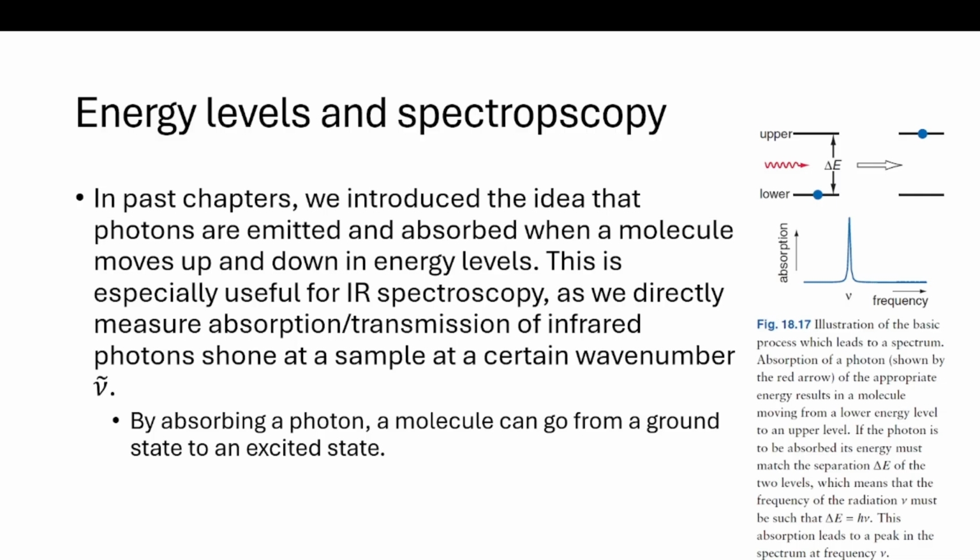And this is especially useful for IR spectroscopy. If you remember chapter 13, I talked about how certain photons in the infrared range can get absorbed by molecules to move up in the energy levels, in precisely their vibrational energy levels. And by absorbing a photon, a molecule can go from an initial ground state to an excited state.